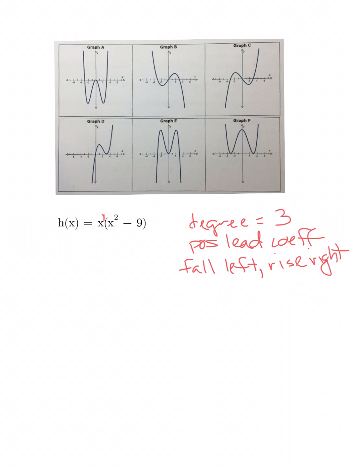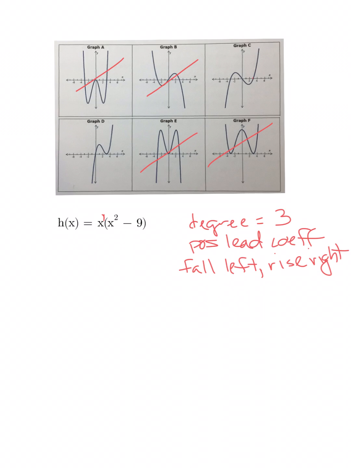So which of these graphs fall to the left and rise to the right? Well, these are both up. This is rising to the left, falling to the right. Graph C meets our requirement. Graph D meets our requirement. Graph E, both ends fall, so that can't be right. And graph F, both ends rise, so that can't be right. So now we are down to only graph C or graph D.